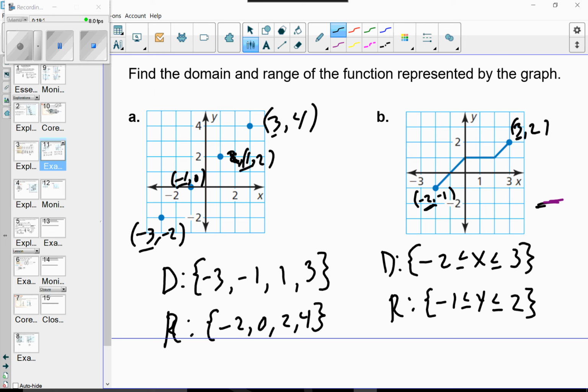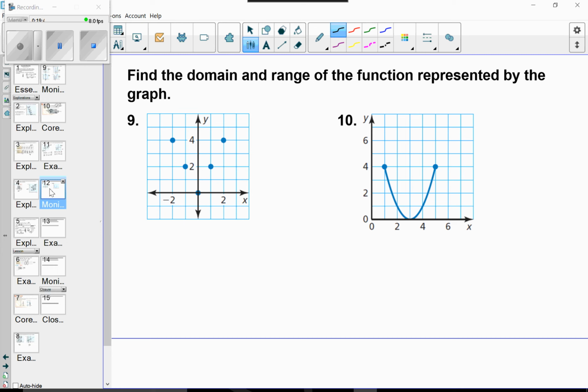When it's just a bunch of individual points, then you just write them out individually with commas. Okay. So knowing that, I want you guys to try these two on your own. And again, hit pause on the recorder and then just go ahead and try these two.